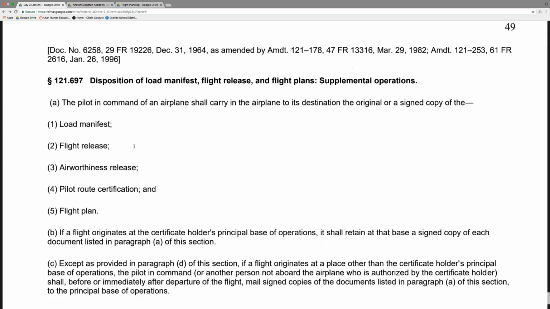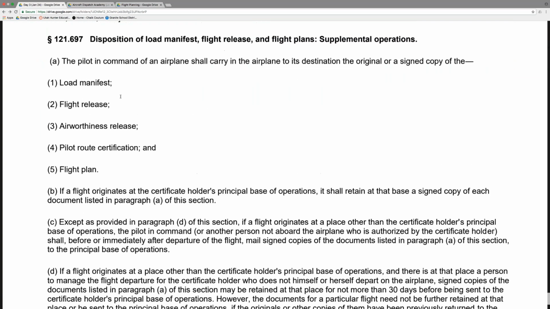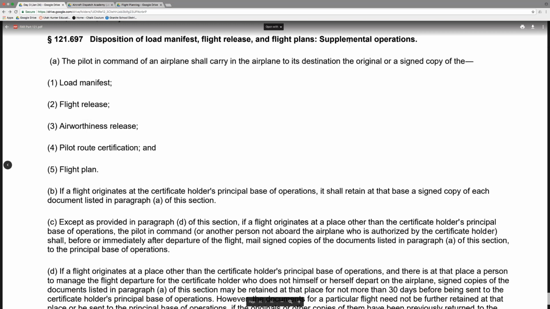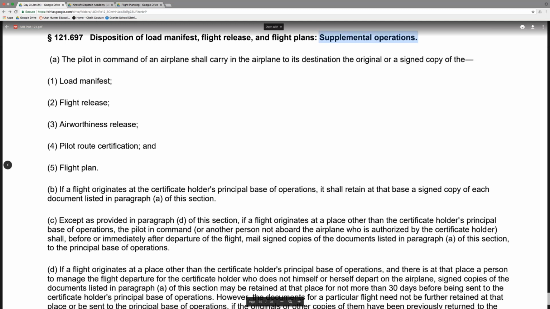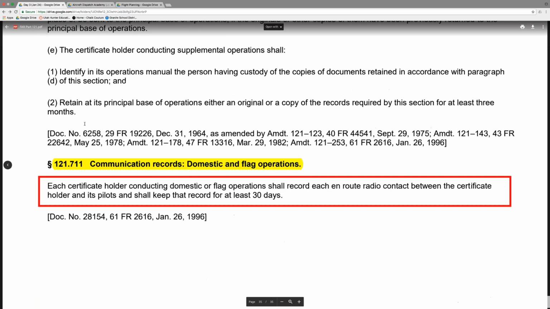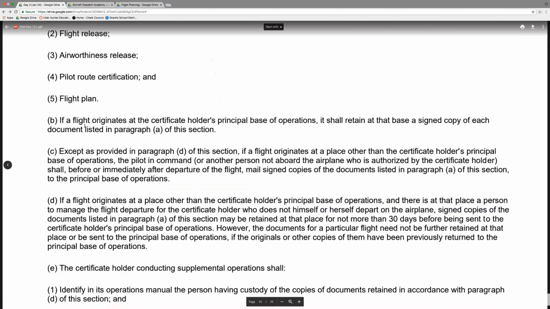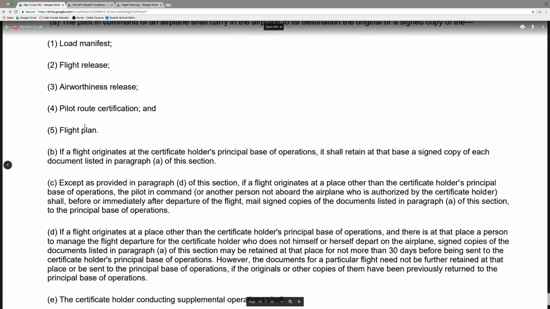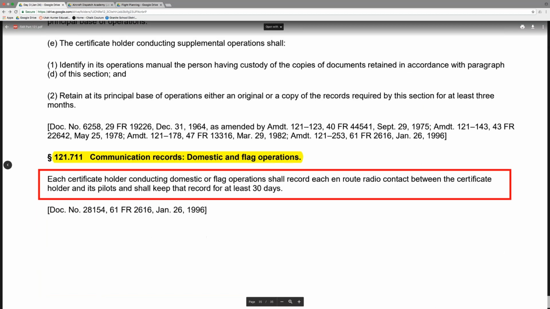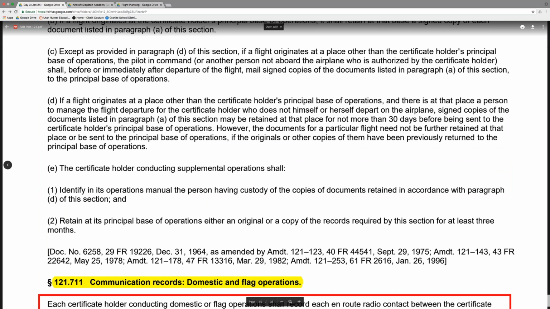So this section just talks about the disposition of the load manifest, flight release, and flight plans. Okay. And this is talking, once again, about supplemental operations. So this will just go through and list who is in charge of receiving that paperwork for the supplemental operation. We're not going to really hit that one.